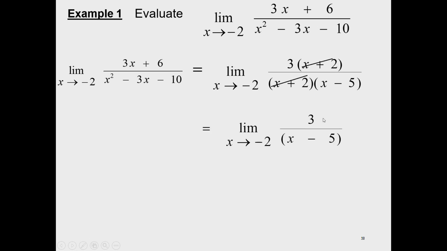So when they cancel out, you are only left with 3 over x minus 5. Now in this case you can substitute -2 in place of x, so that is why we put -2 minus 5. Now in place of x, -2 goes there, and when you simplify that you come to -3/7.